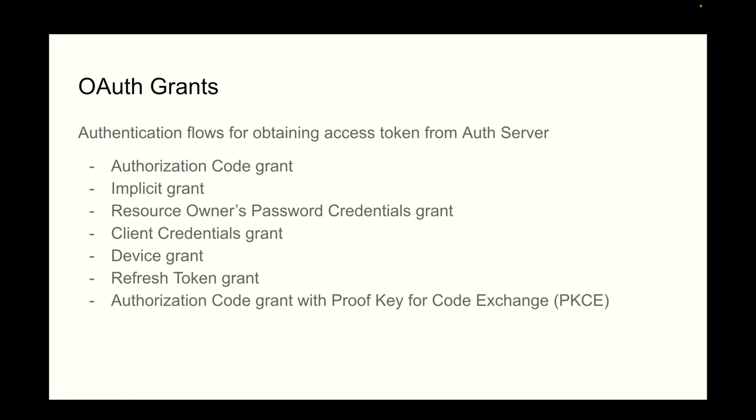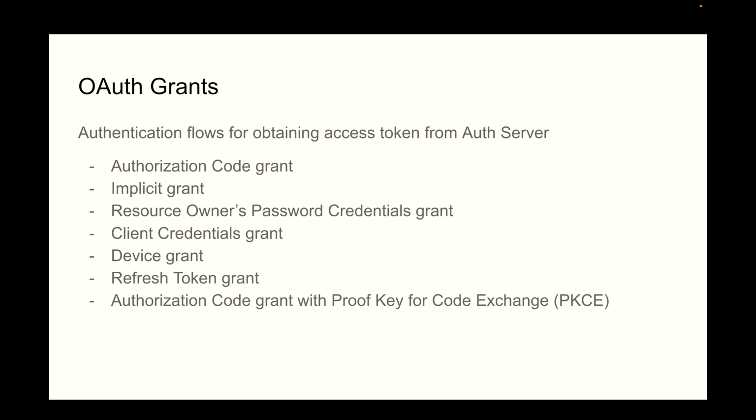Then there is the implicit grant. In this type of flow, when the user logs into the authorization server, it will directly give the access token. It won't give an authorization code. But you should not use the implicit grant. It's not secure. Then there is the resource owner's password credentials grant. That means you store the username and password of the resource owner in the database, and whenever you need an access token, the client will send that username and password to the authorization server and will get back the access token. Don't use this as well.